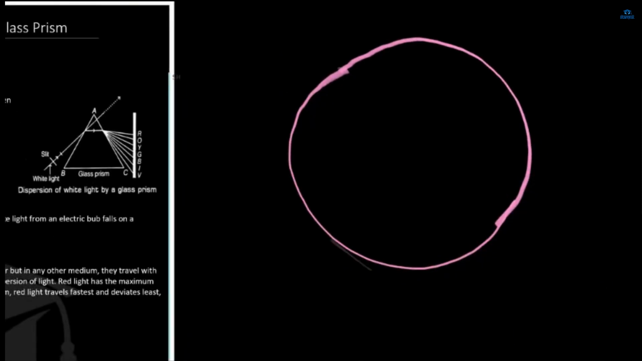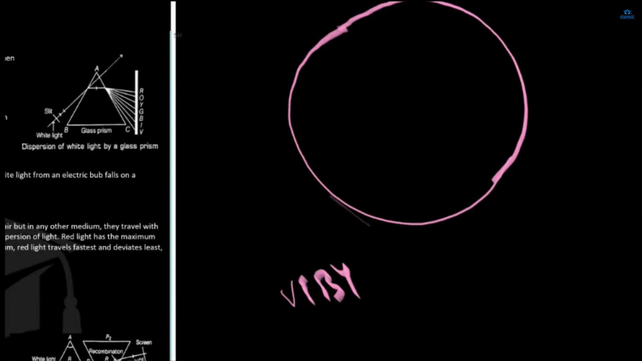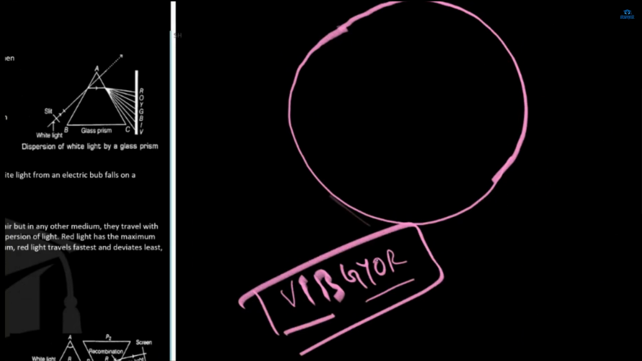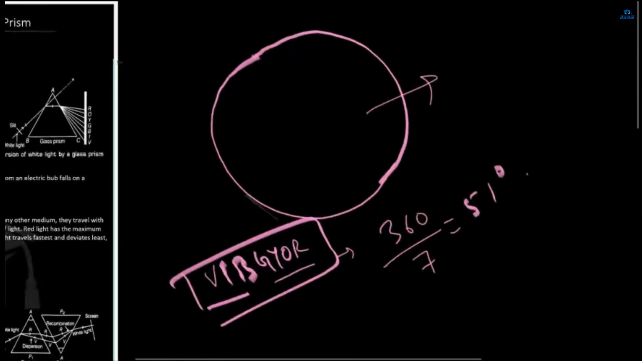Take a disc of white color, with the VIBGYOR colors on it. We have VIBGYOR, which means 7 colors, right? This is a circle which has 360 degrees. So if we divide it into 7 parts, we'll get, I guess, around 51 degrees each. Not exactly 51 degrees, we'll just divide it into about 51 degrees.